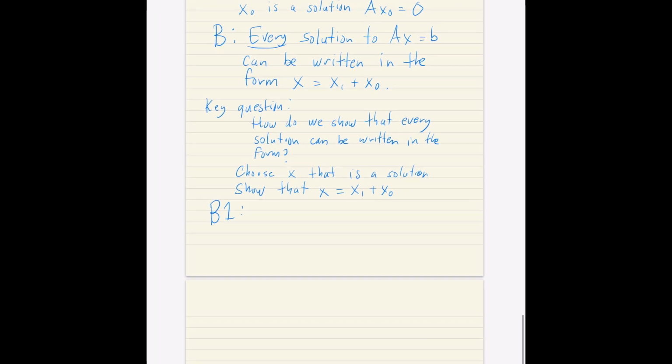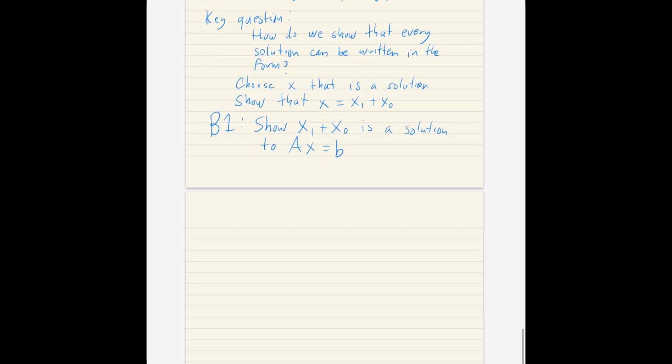B1, we're going to show that x1 plus x0 is a solution to Ax equals b. And what do we have to do before that? Well, if we show that it's a solution, we're done. But what do we have to know about x1 plus x0? We have to know that that came from a prior solution, which we call x.